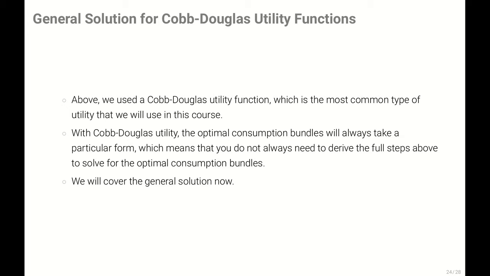With Cobb Douglas utility, the optimal consumption bundles are always going to take a particular form, which means that you do not always need to derive the full steps above to solve for the optimal consumption bundles. So in general, if there's one thing that I want you to take away from this section, it's going to be this. And it's really important to either memorize this or more importantly, to understand the intuition behind it. And if you understand the intuition behind it, then it'll be really easy to derive in the future.